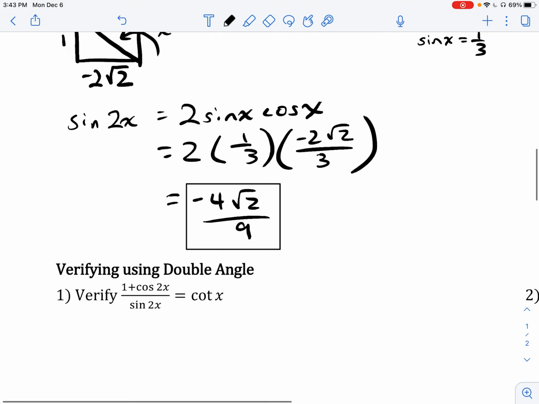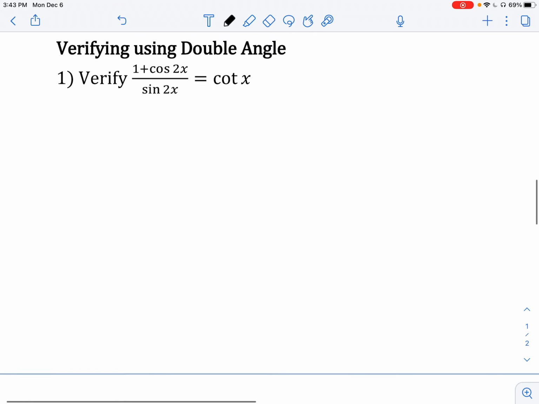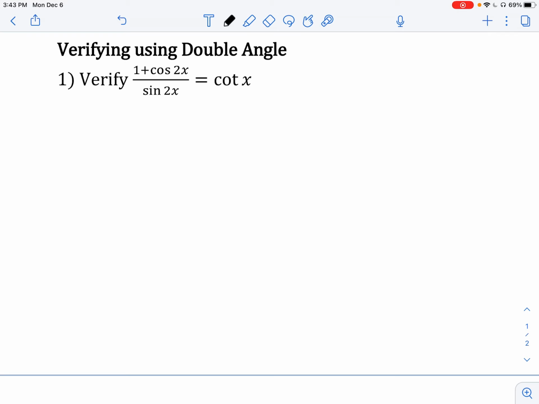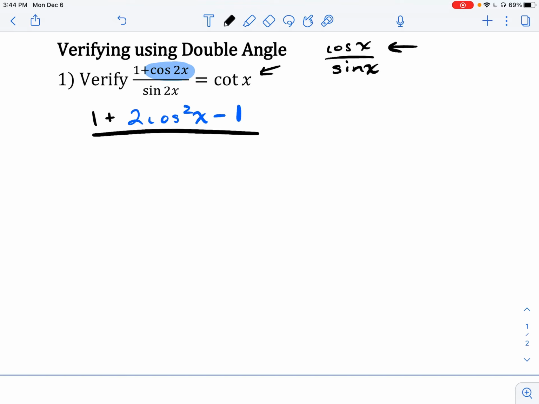All right? Okay, and let's just do one quick verifying problem just to finish off this lesson. Let's verify the following identity here. So in the numerator, I'm going to rewrite cosine of 2x as, and there are a couple of options, but I'm going to go with 2 cosine squared x minus 1. The main reason why I'm choosing that is because I know that cotangent here is equivalent to cosine over sine. So that gives me some guidance that I want my numerator to be in terms of cosine. Now, what about my denominator?